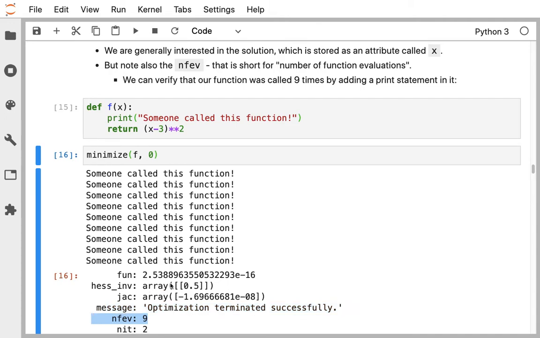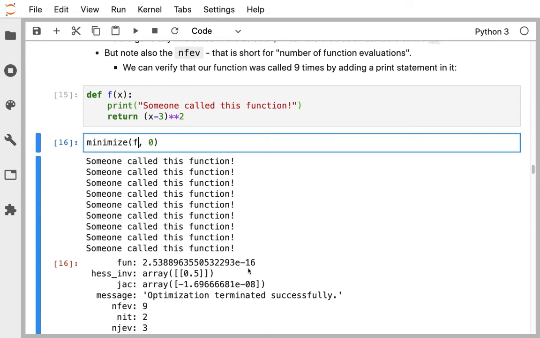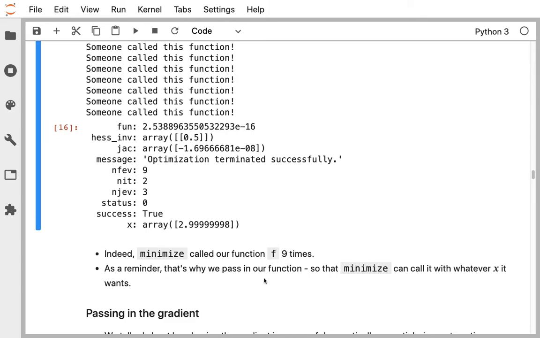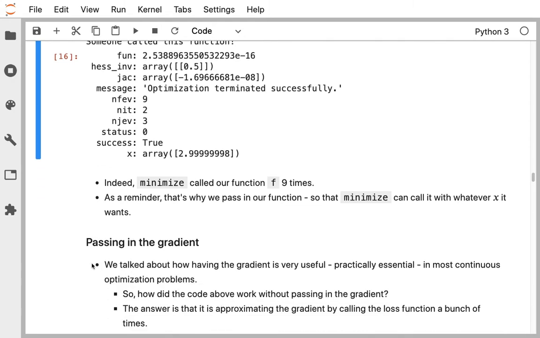And in general, it's pretty useful to know how many times your function got called, and you don't really want to print them out and count the print statements. So that is another nice thing that the optimized result object tells us, which is the number of function evaluations, meaning the number of times the code inside of minimize called our function f. Okay, so indeed it called our function 9 times, and that's why we pass in our function. It's just going to call our function however many times it wants at whatever arguments it wants to do what it needs to do.